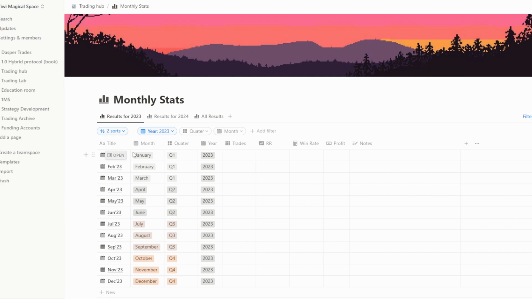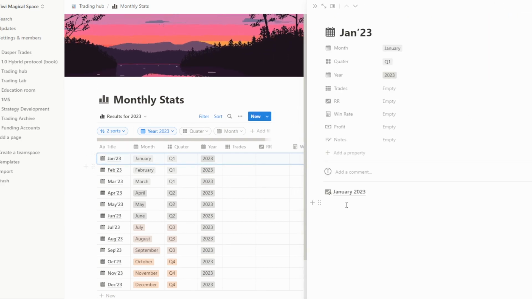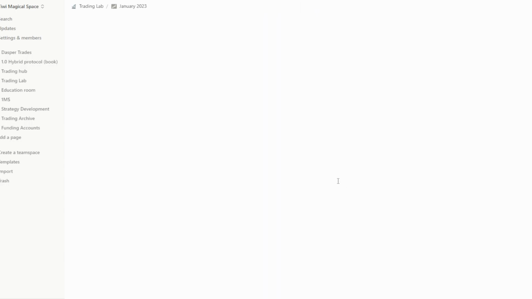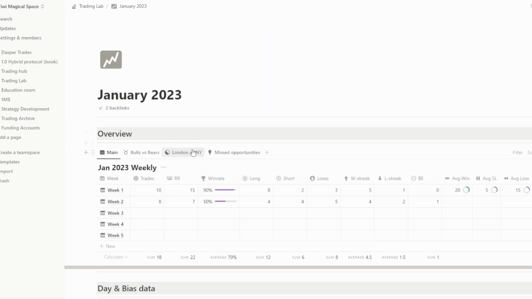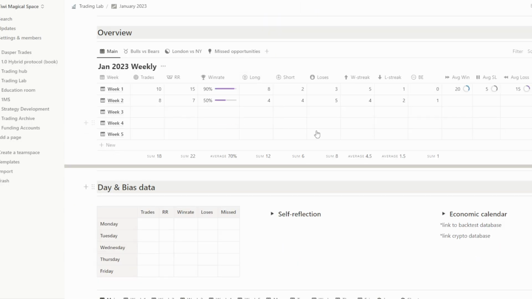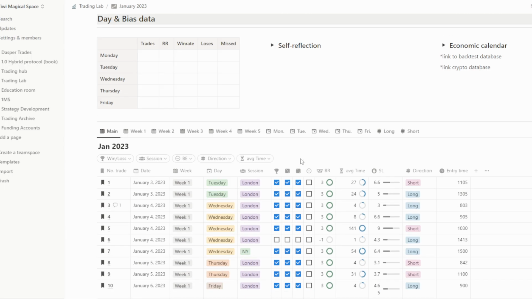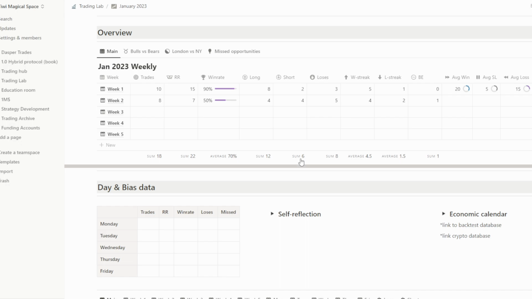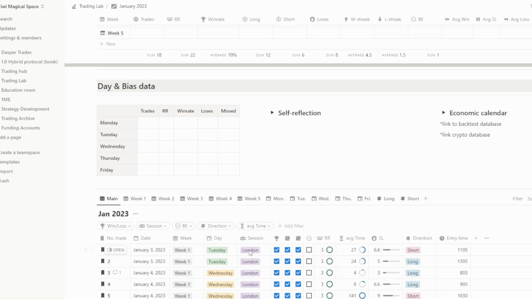Also, the good thing is once I open here, I can click into January, which we will go to right now. And it will get me basically to my monthly journal. So this is how my monthly journal looks. What I do is I am obviously journaling my trades.